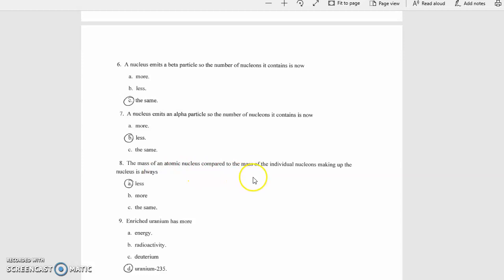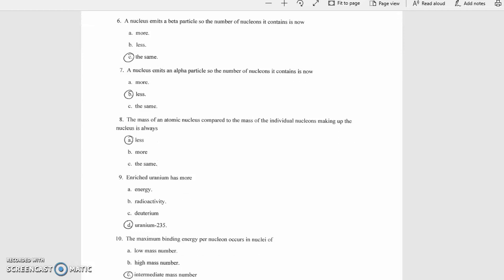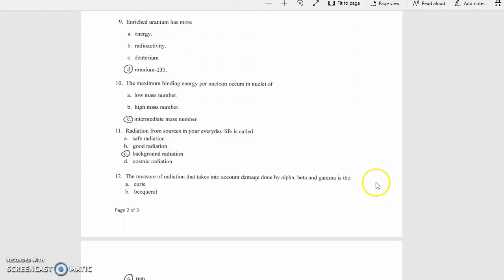Mass of an atomic nucleus compared to the mass of the individual nucleons is always less. Enriched uranium now has more uranium-235. That's what you enriched. That uranium-235 is what undergoes the radioactive decay. The maximum binding energy per nucleon occurs in the nucleus of intermediate molecular mass, not too low, not too high. The low ones combine for fusion, the high mass break apart under fission.